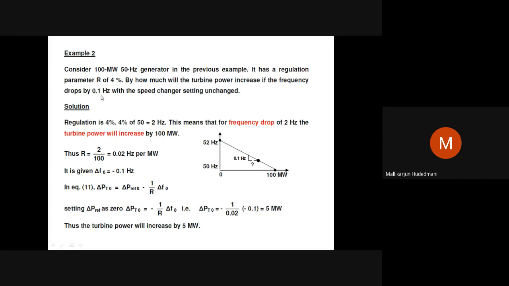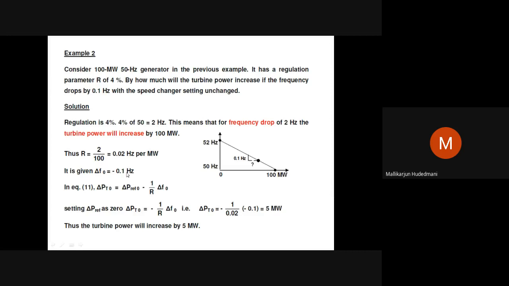Then what is noticed in the problem is delta F is 0.1 hertz. Now I will not worry about this minus. Minus is nothing but a drop for me, so I'll just worry about the numerical content. Delta F is 0.1 hertz. I know that because of load there is a drop, so this minus indicates a drop for me. So delta F is 0.1 hertz.